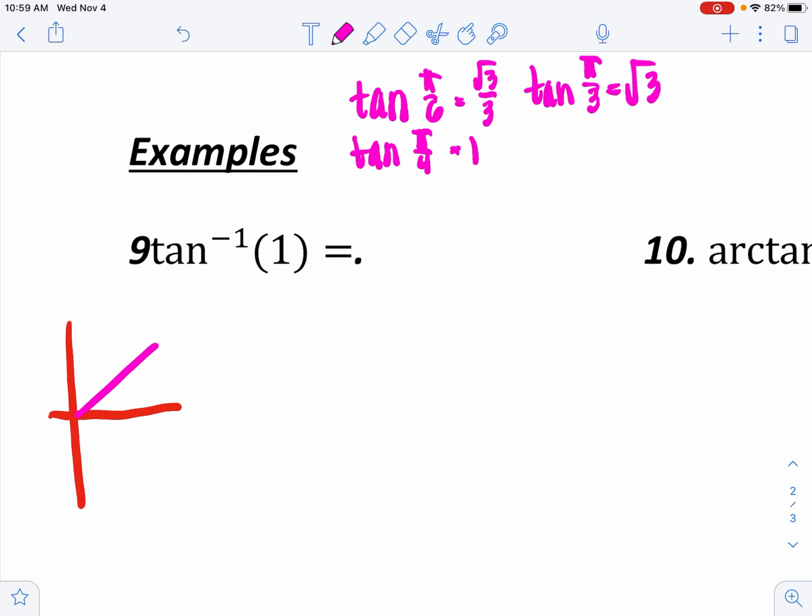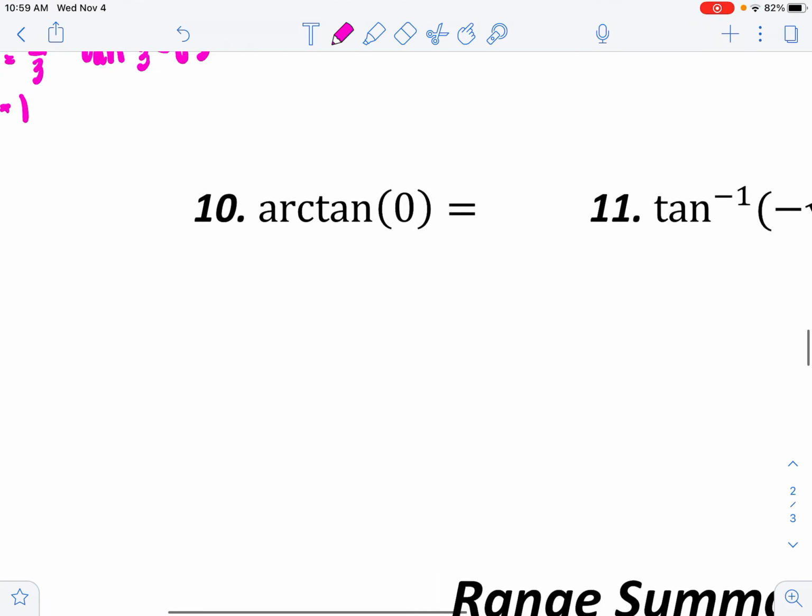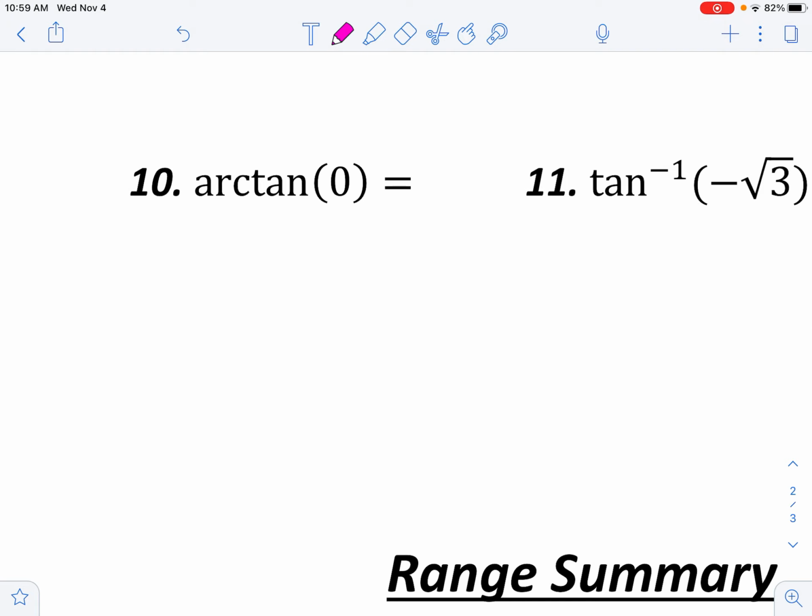I want to know where tangent is positive. Tangent's positive in my first quadrant. So now remember, tangents I have memorized. What's the angle in my first quadrant that has a tangent of 1? Pi over 4. All right, next one. Arctangent is the same thing as tangent inverse, which is defined in the first and fourth quadrants.